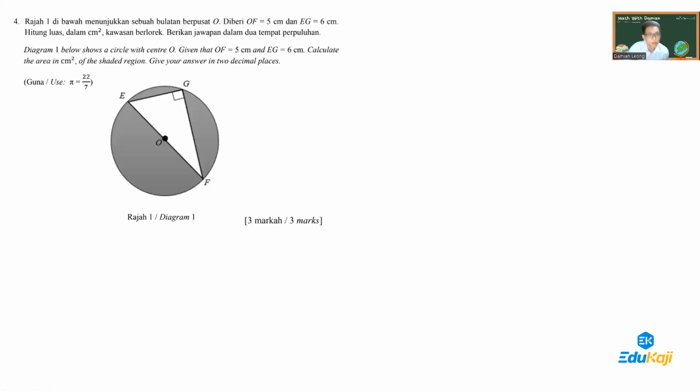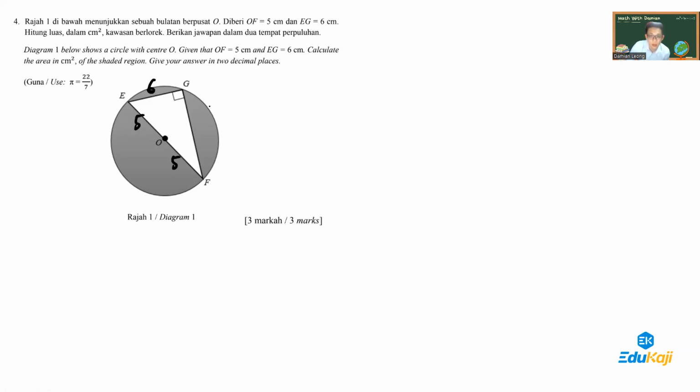Question 4. The diagram here shows a circle with center O. Given OF is 5, EG is 6, calculate the area of the shaded region. OF is 5. EG is 6. So if OF is 5, OE will also be 5.